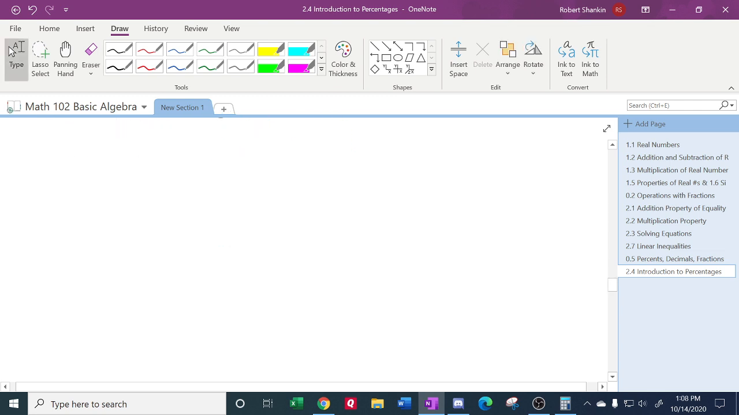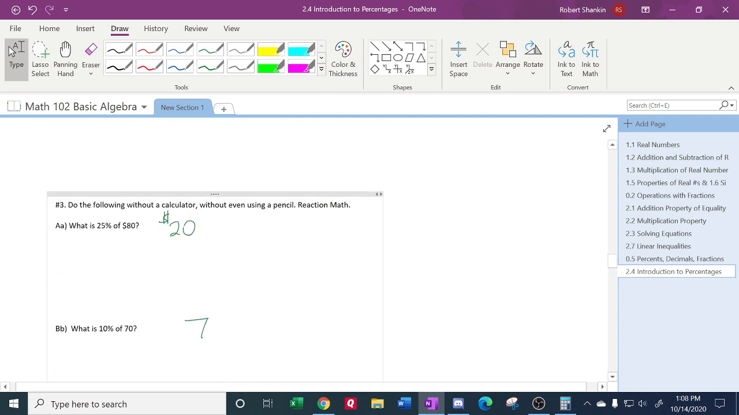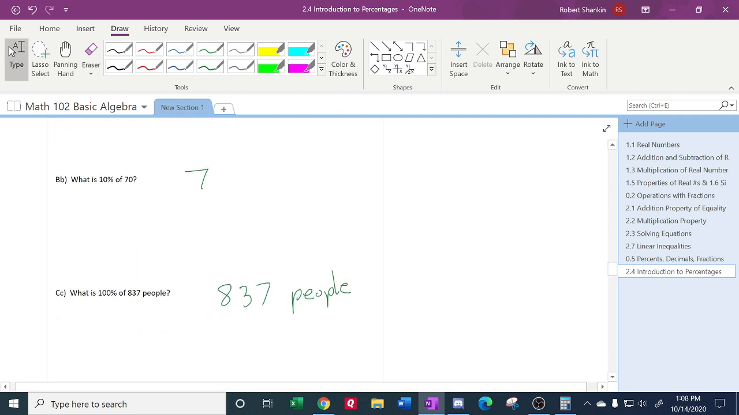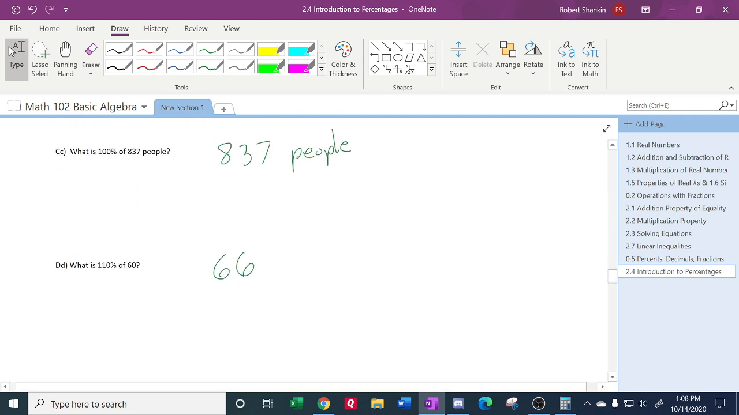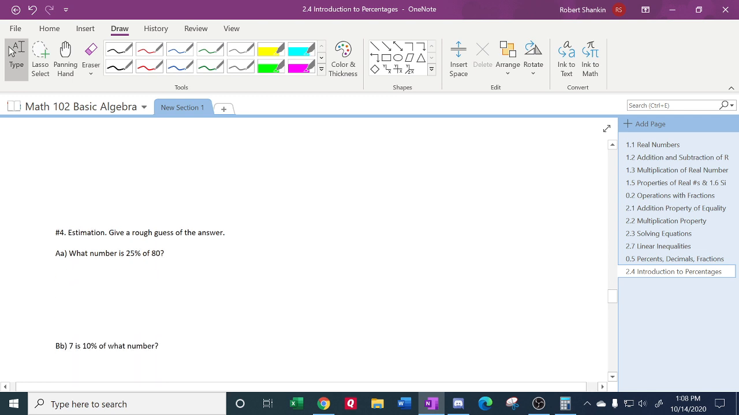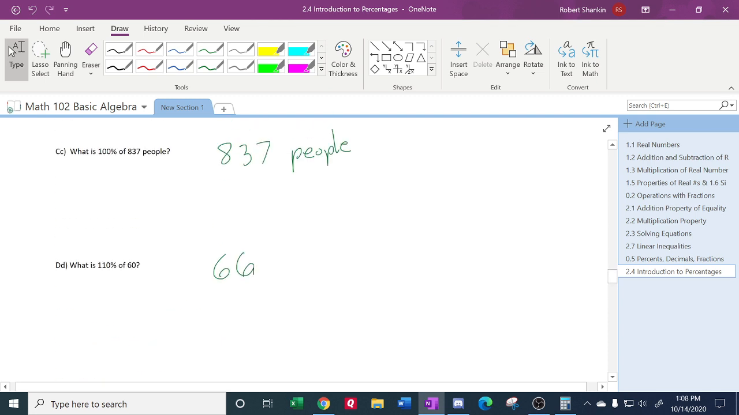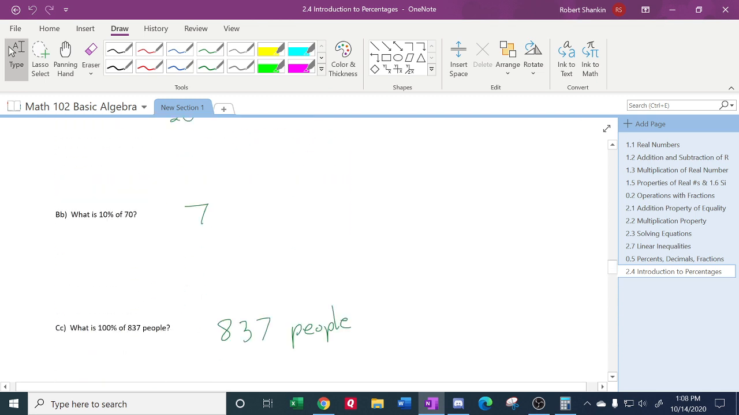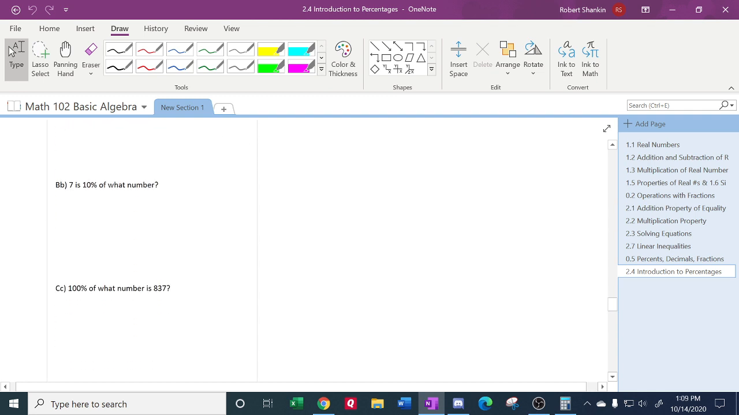All right, so we had some basic problems doing reaction math, just looking at it and using our intuition. And we can reason our way through these. All right, now, estimation. I want you to do these again without a calculator. All right, no, we can skip this because we just did this with estimation.